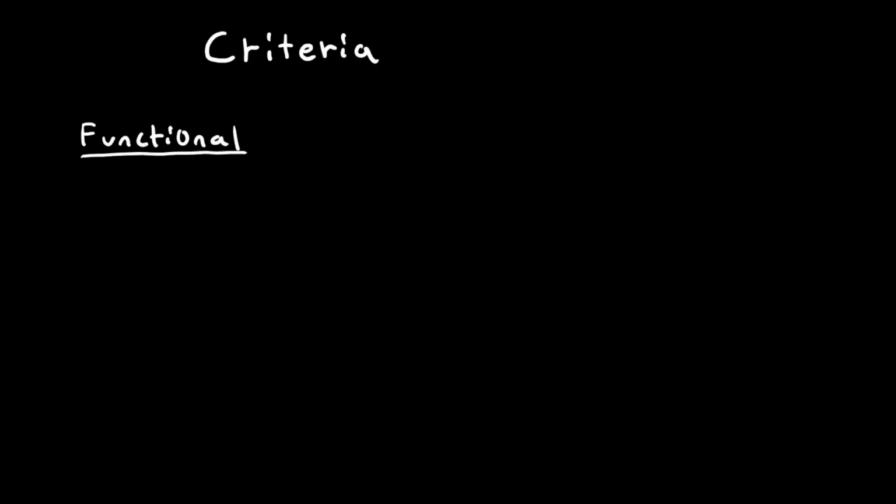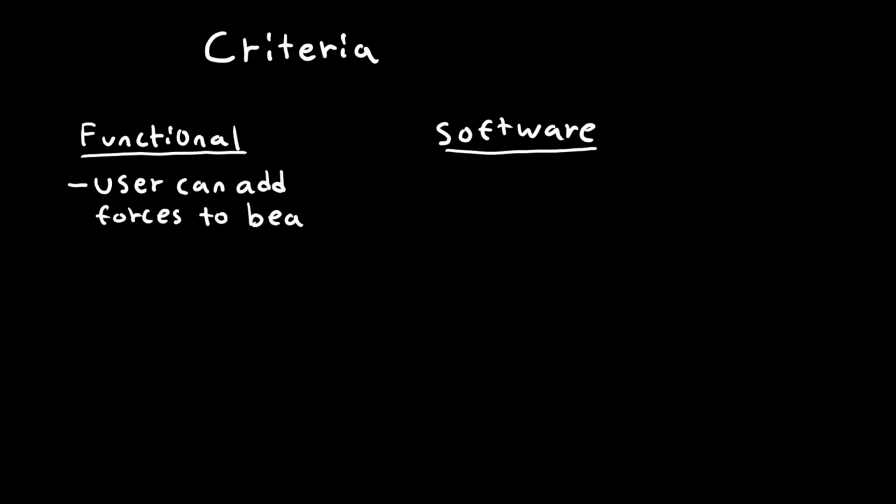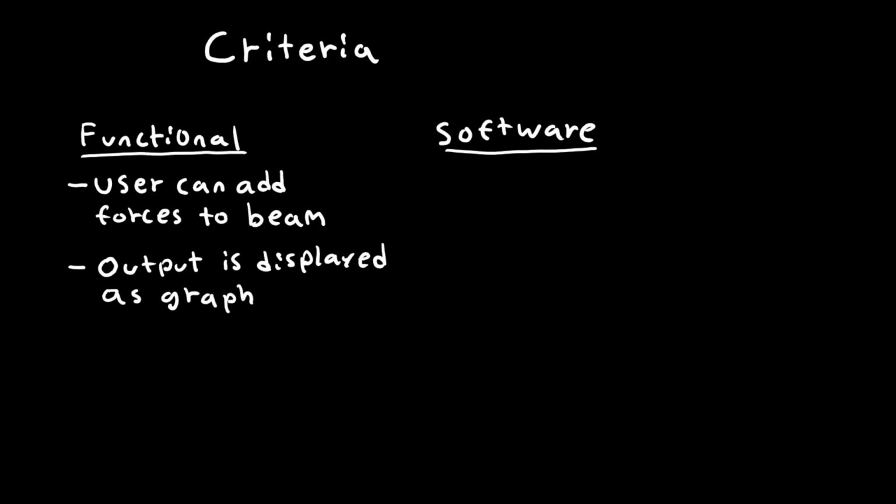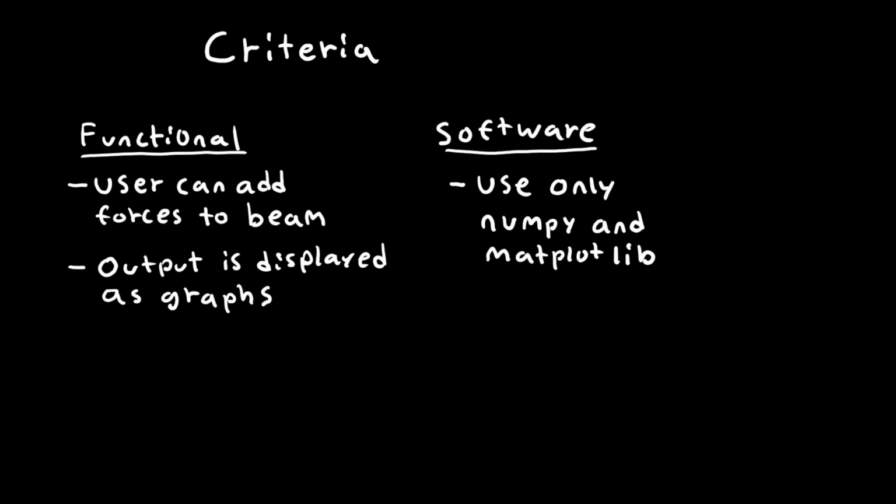As I pondered this idea, I came up with some basic criteria that would guide my development process. For functional requirements, I wanted a way to allow the user to add various forces to a beam. I wanted the output to be graphs, displaying the bending moment and shear force diagrams of the beam. For the software criteria, I decided to limit myself to NumPy and Matplotlib, and have all the input and output be done through the Spyder IDE.